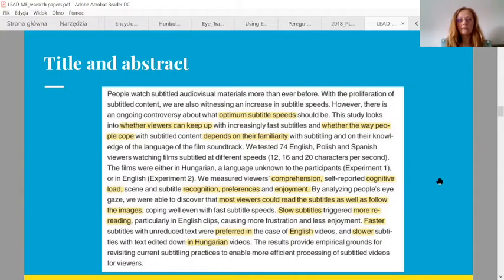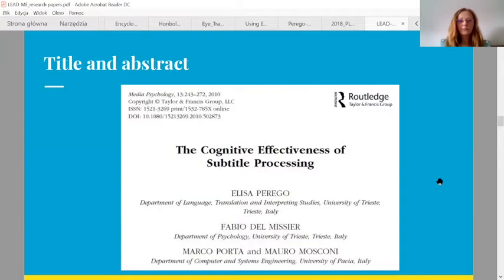I wouldn't say that it was not informative. It was very informative. Let's take a look at a different one. So here we will not look at the whole paper. We just look at the abstract just to compare and to see which questions it raises, right? So here in media psychology, a paper called The Cognitive Effectiveness of Subtitle Processing. Okay, so how informative is this title to you? What would you say?